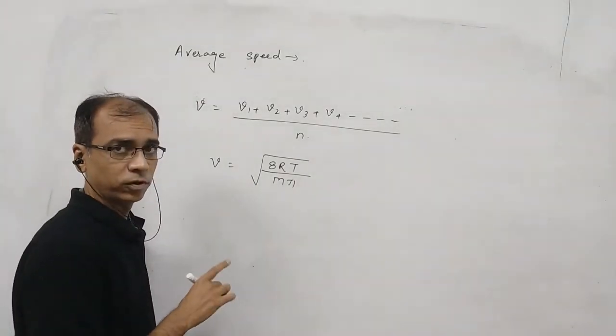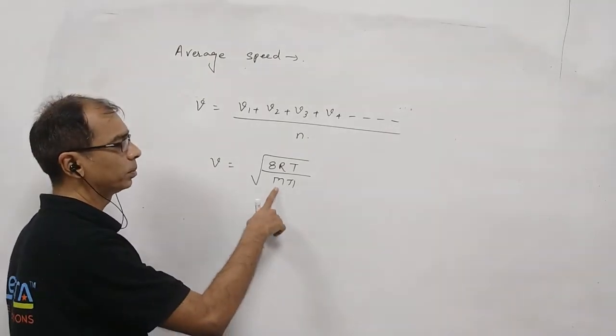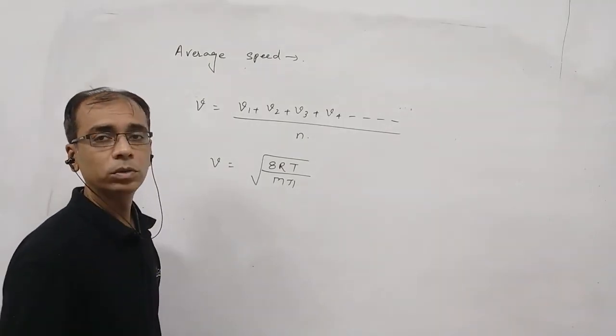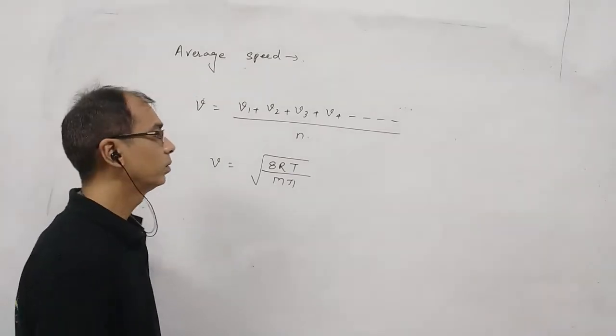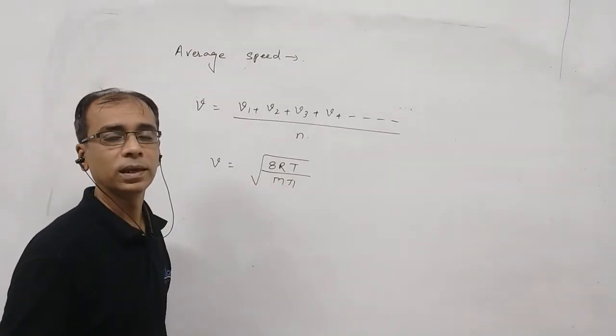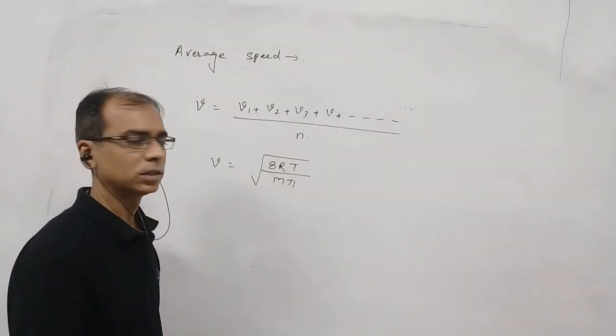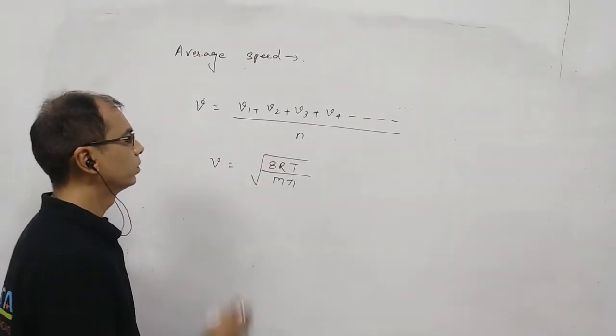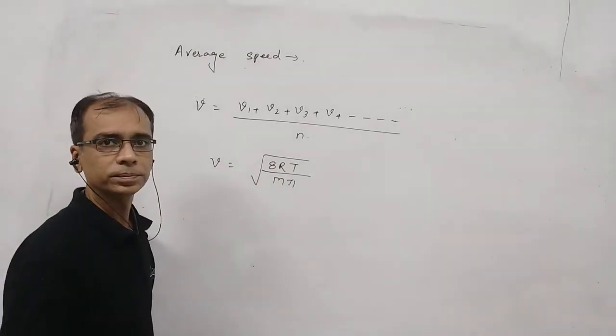This is for mole. Whenever I am writing capital M, it's for mole. For molecule, we write small m, and then we don't write R over there. We write k, the Boltzmann constant. We'll discuss it some other time. Okay, so V equal to root over 8RT by M pi.